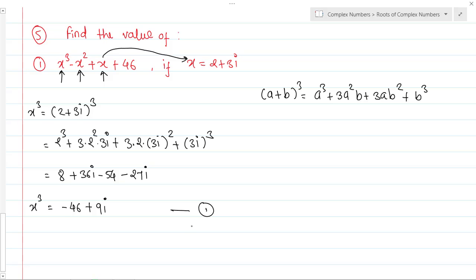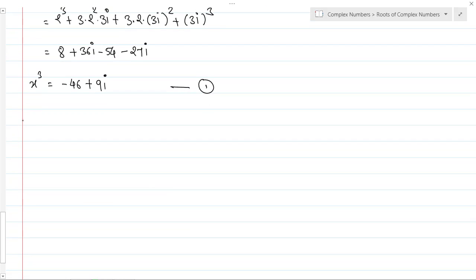Equation number 1. Similarly, find out the value of x square. So x square is (2 plus 3i) whole square, which is nothing but 2 square, 4, minus 9, plus 3 into 2 into 2, that is 12i, which is nothing but minus 5 plus 12i. So this is equation number 2.